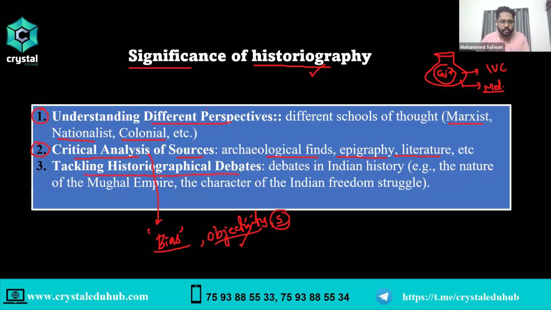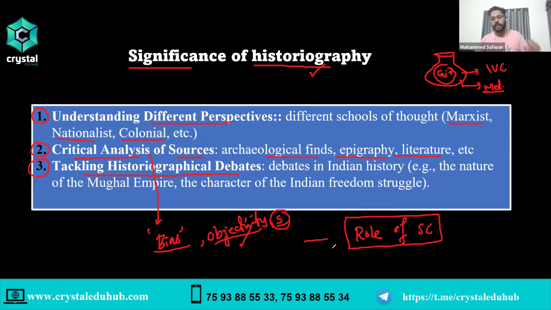Now, tackling historiographical debates. That is another very important point. For example, different historians will be writing about different events. I'll be showing some very important points today. Think that I am a historian, and I am going to write about the role of Subhash Chandra Bose. And I say that if Indians had followed Subhash Chandra Bose instead of Gandhi in the national movement, India might have got independence even before the Second World War. That will be my statement.